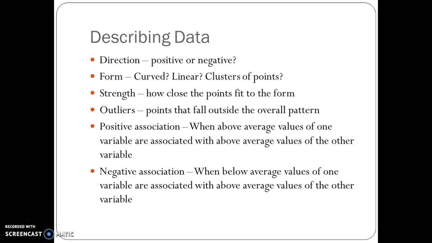The data itself can be a positive association. That's when above average values of one variable are associated with above average values of the other. In other words, as one variable goes up, the other one goes up. Or negative association, when the below average values of one variable are associated with the above average values of the other variable. As one variable goes up, the other one goes down.